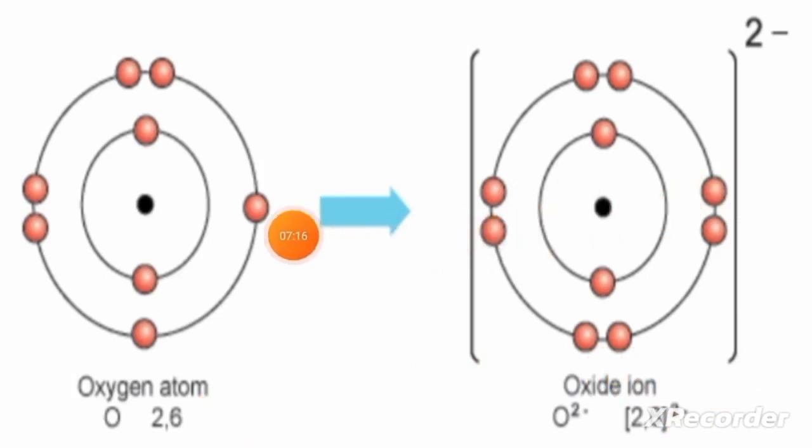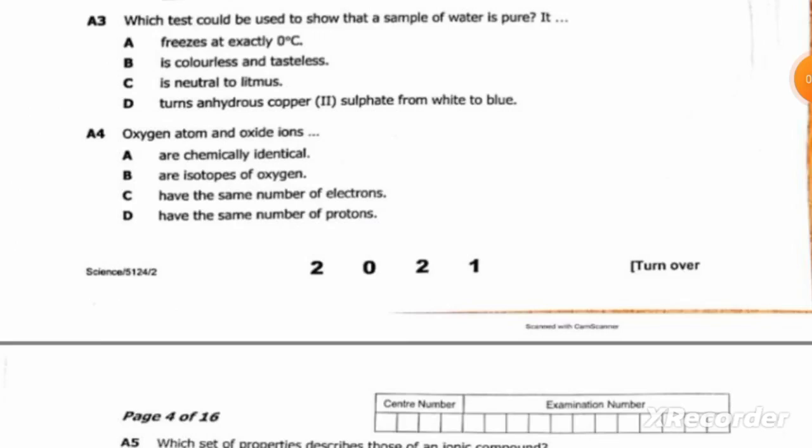But the number of electrons remain the same. Here we have 8 electrons, and even here we have 8 electrons. But here we can see the number of protons: here we have 8 protons, and also here we have 8 protons. Here we have 8 electrons, and here we have 10 electrons. So we have seen that the number of protons remain the same. So therefore our correct answer is D.